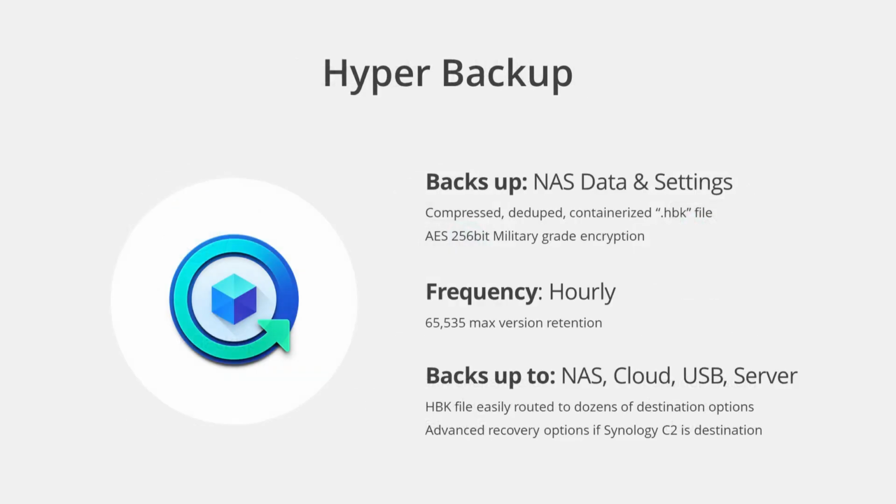Now what this does, this backs up your folders, system settings, and software packages from your NAS to a wide range of destinations. It could be another NAS, a USB, a server, Synology C2 cloud service, or a variety of other third-party cloud services. The data is deduplicated, compressed, and containerized in an HBK file. Storage is reduced with block-level incremental backups, and this has very deep versioning, allowing you to keep over 65,000 versions, which could be over 10 years' worth of data, and keep your business compliant regardless of which vertical you're in.